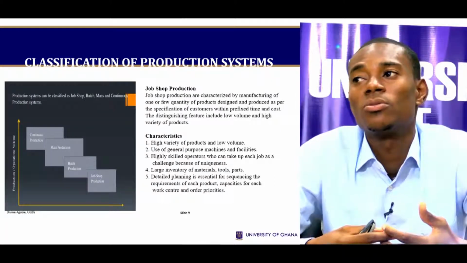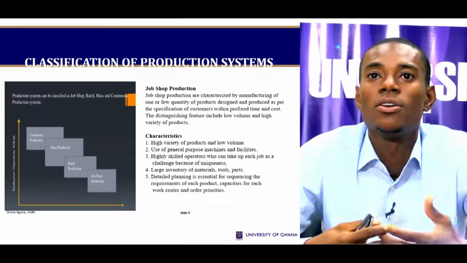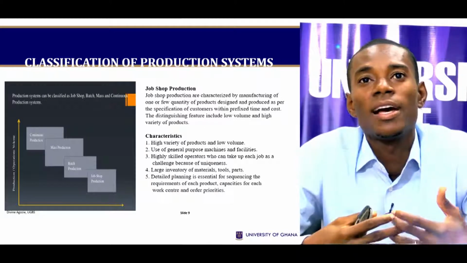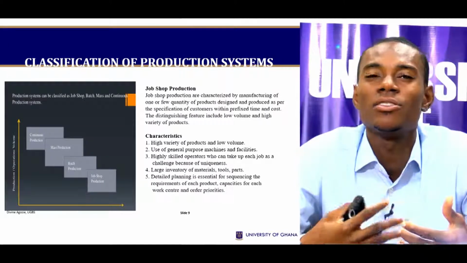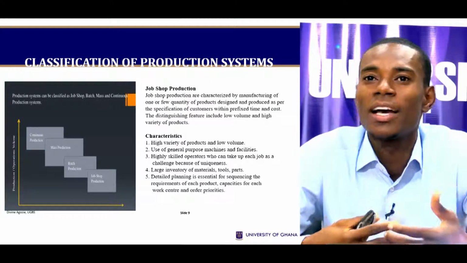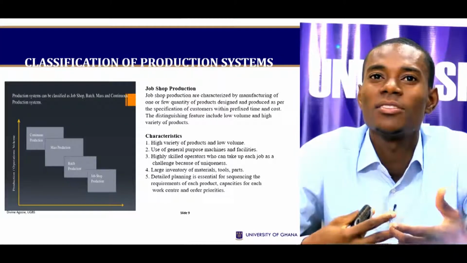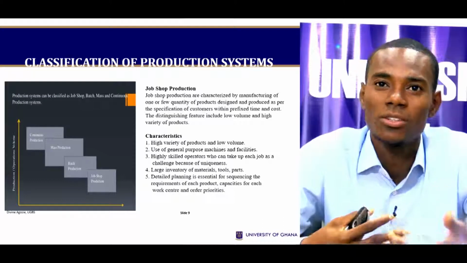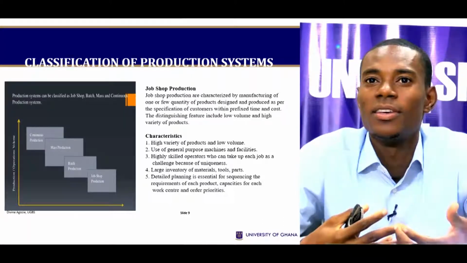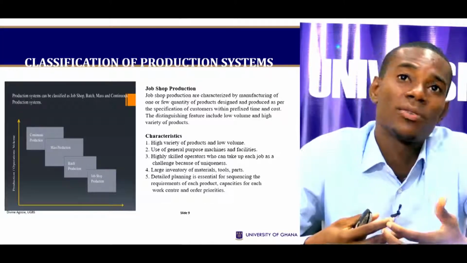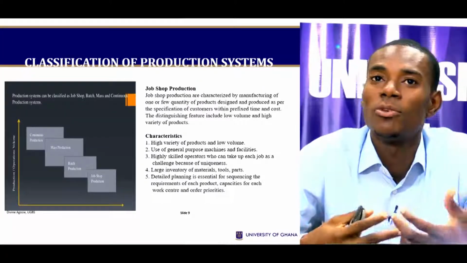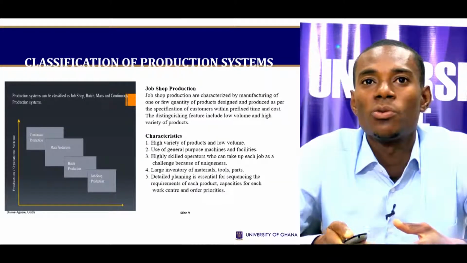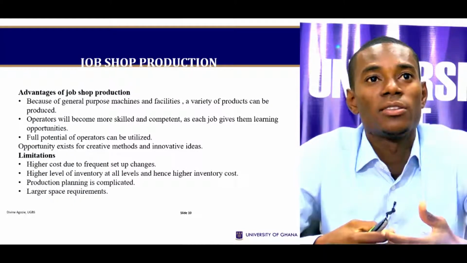Now, there's also the need for detailed planning, essential for sequencing and requirements for each product. Like we said, there's a high level of variety, and so each order comes with a different specification, and this means that you will need a different plan or detailed outline for each order, and this makes it very unique. These are not the only characteristics of job shop production. There are quite a number of them. I'm pretty sure if you look them up, you'll find quite a number. So we will look at some of the advantages here.